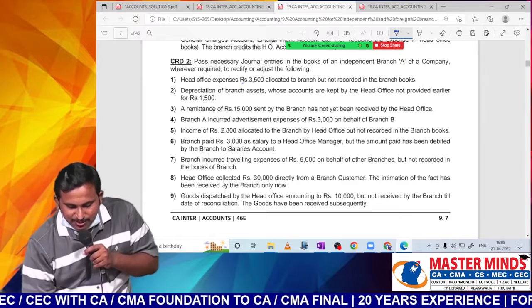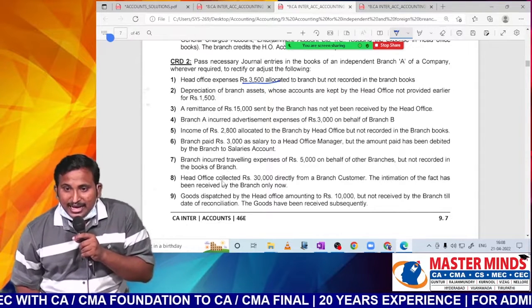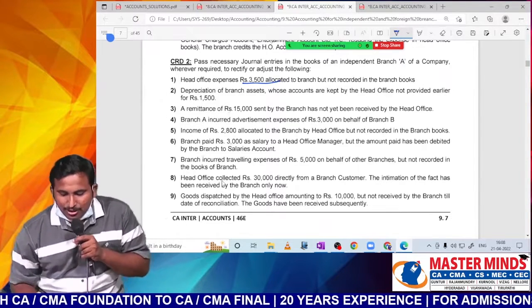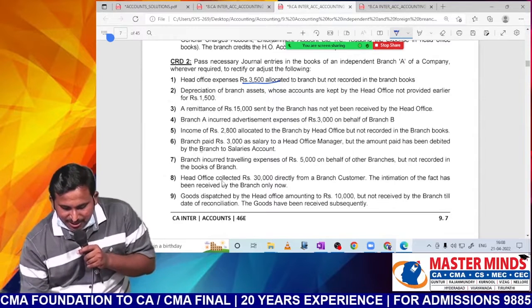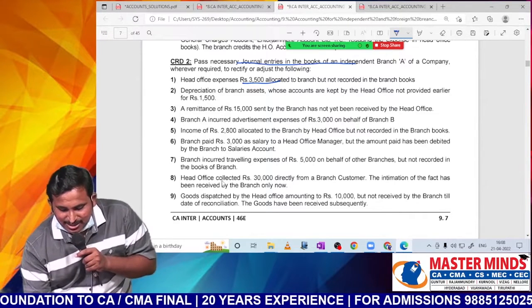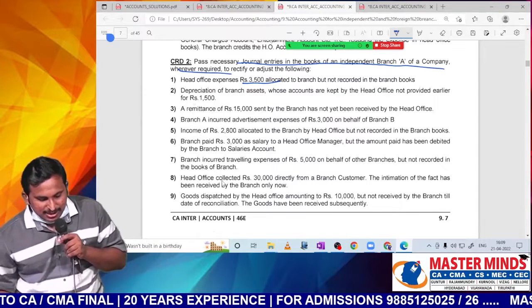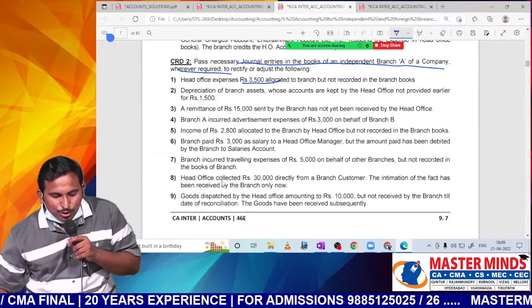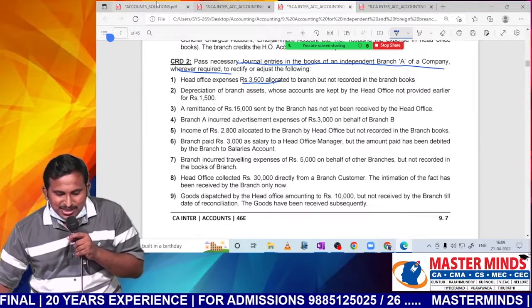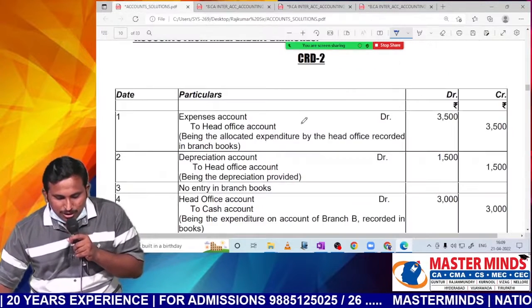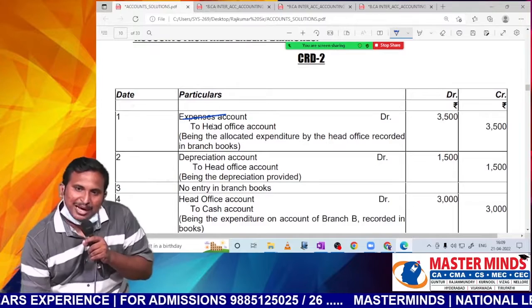Head office expenses 3,500 allocated to branch but not recorded in branch books. Everything please record. They are telling to pass necessary journal entries in the books of branch A. So that is what they are telling, sir. Head office expenses allocated to branch. For branch it is what, sir? Expenses only. Am I right or not? So what is the entry? Expenses will debit, balance to head office.